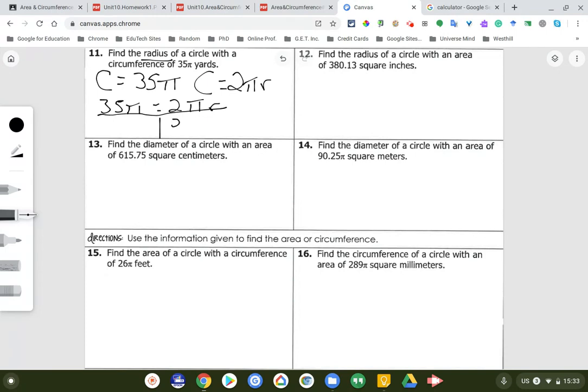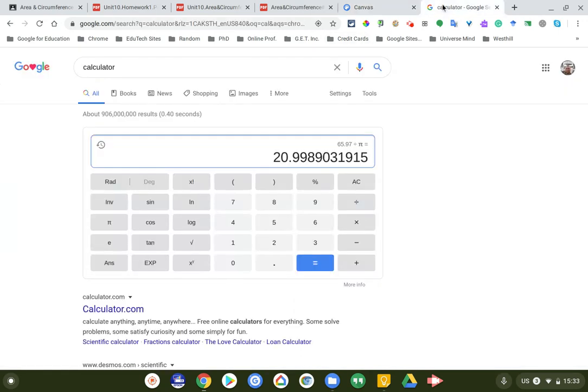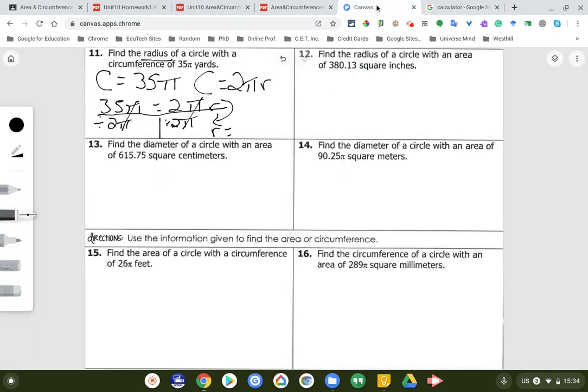So we're going to divide both sides by 2 pi. So divided by 2 pi divided by 2 pi, right? And obviously the pis cancel out. The pis cancel out. 35 divided by 2 is going to equal our r, okay? So our r is going to equal 35 divided by 2. So what's 35 divided by 2? We get 17.5, okay? 17.5. All right. Here we go.